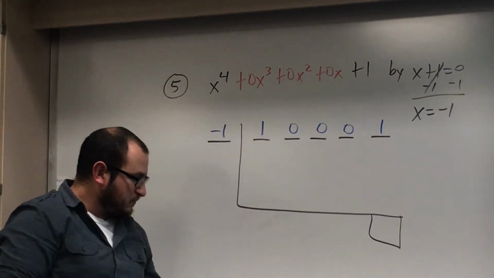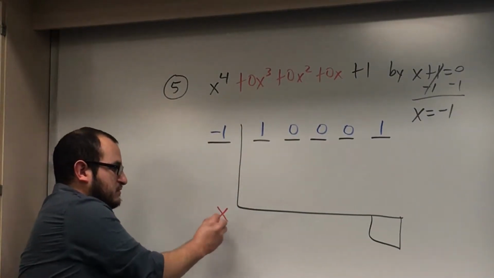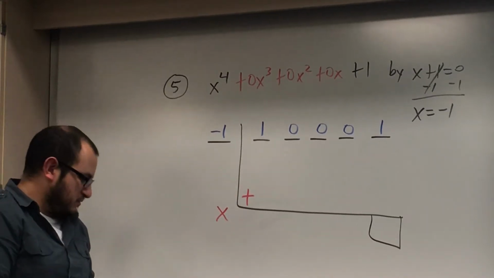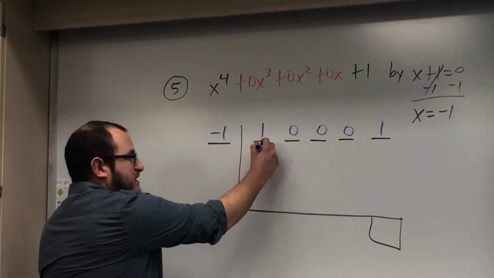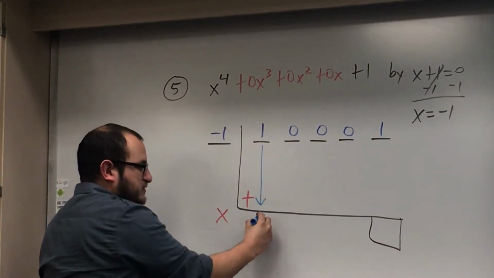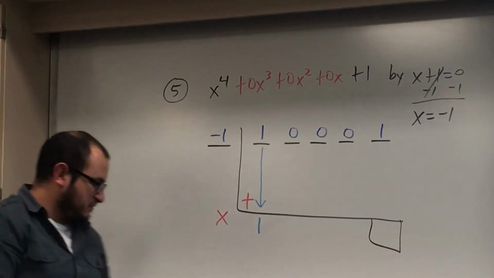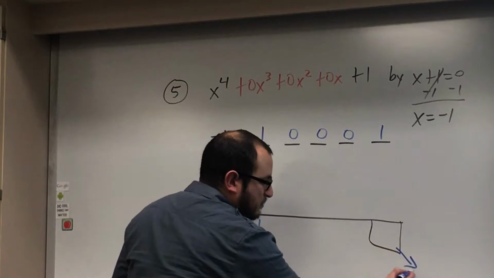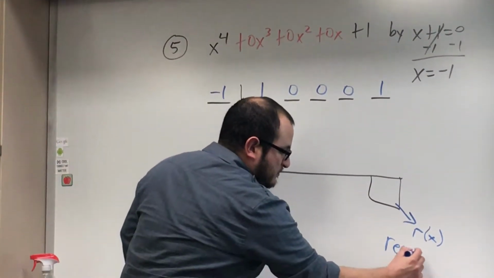Remember with synthetic division, we're multiplying on the outside and adding on the inside. In order for this to work, you always have to bring down the first term, so that you have two numbers on the outside, and then we could go from there. What is this called? This is going to be your r of x, also known as your remainder.